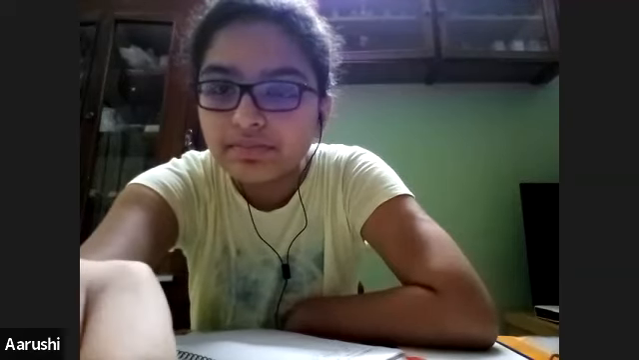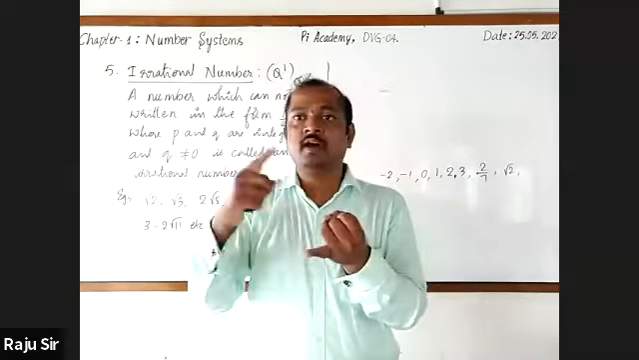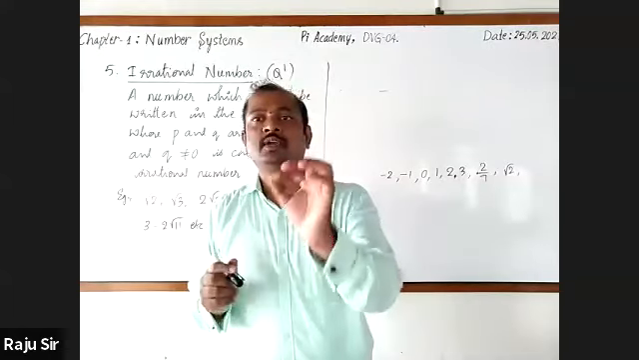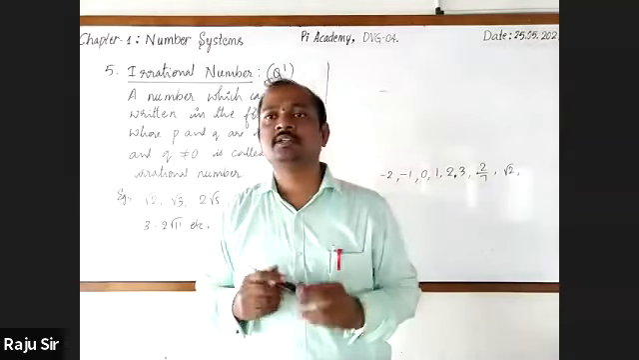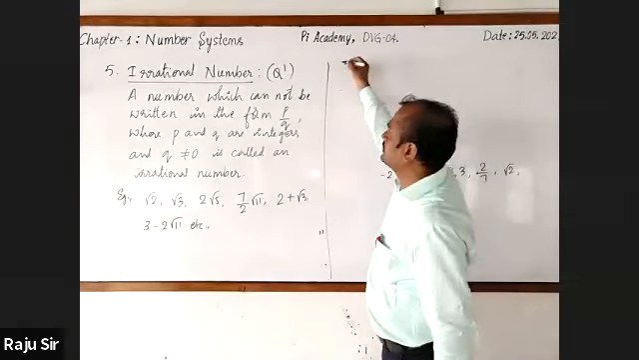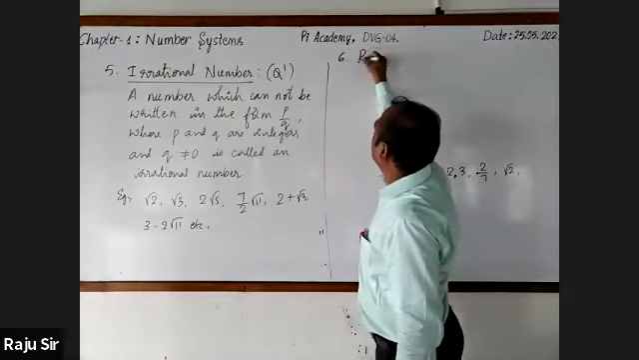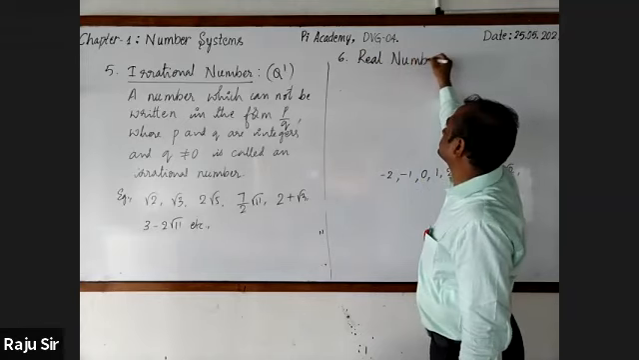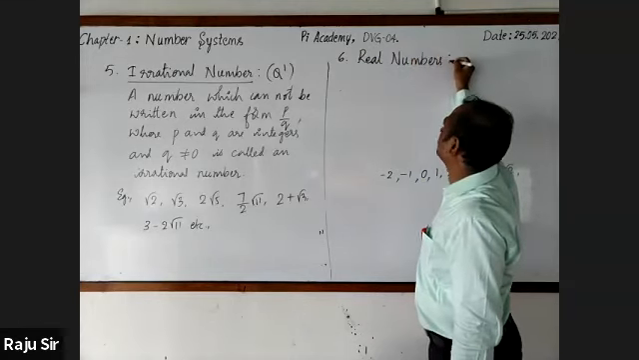Real numbers. A real number may be rational or it may be irrational. Nothing but it may be natural, whole number, integer, rational or irrational. So the collection of all rational and irrational numbers is called real numbers. Write it down.